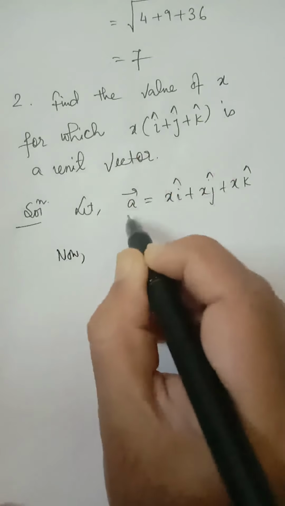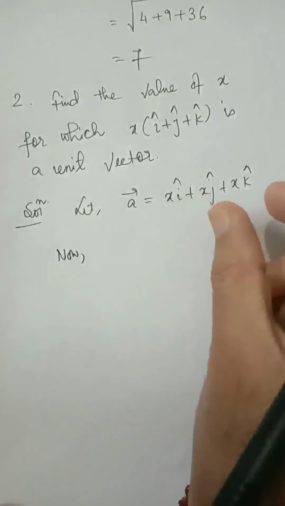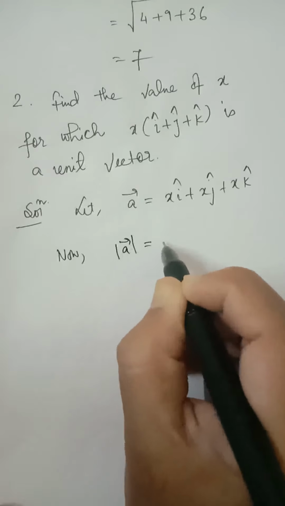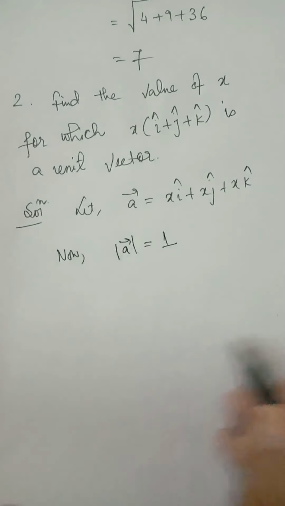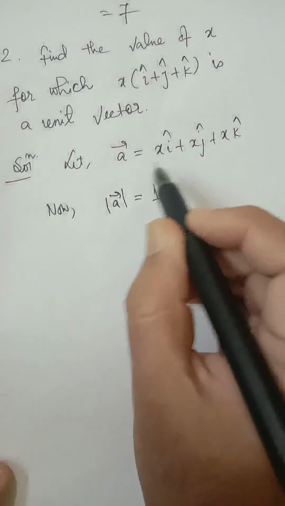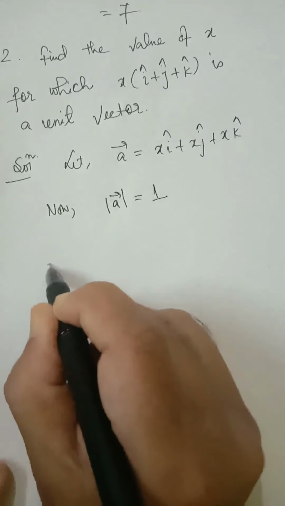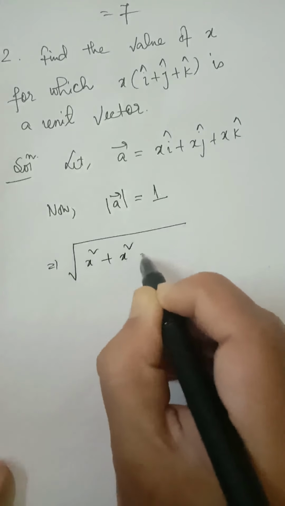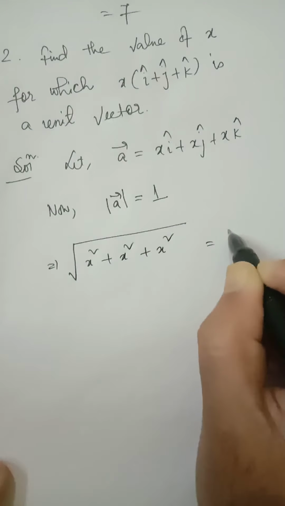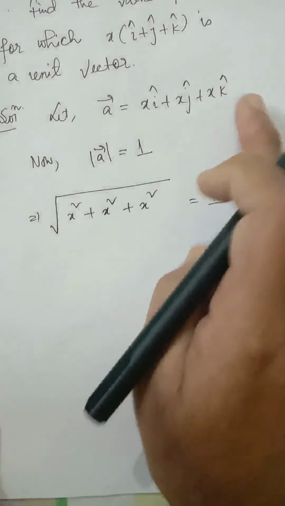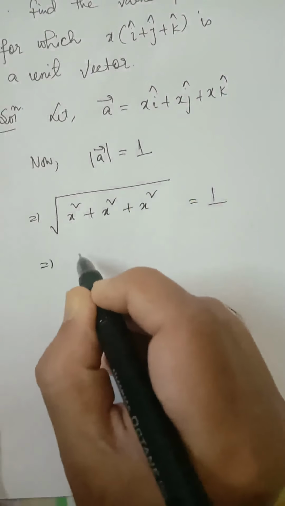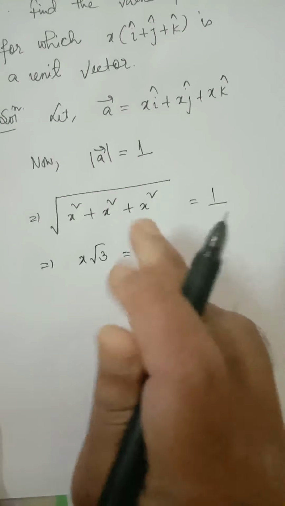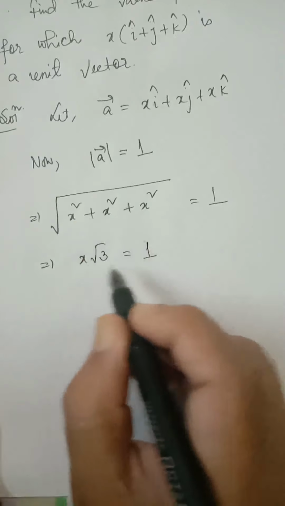Unit vector means its magnitude is 1. A vector will be a unit vector if its magnitude is equal to 1. What is the modulus of A vector? It will be root over x square plus x square plus x square, which is equal to 1. So it will be x into root 3 is equal to 1.